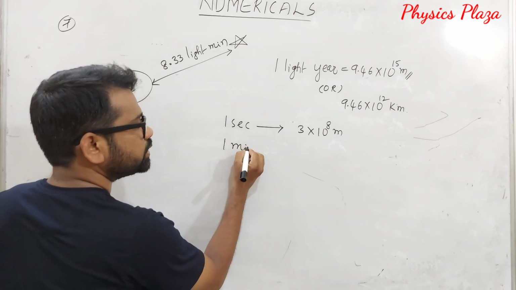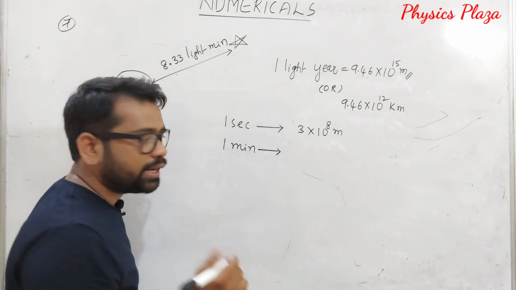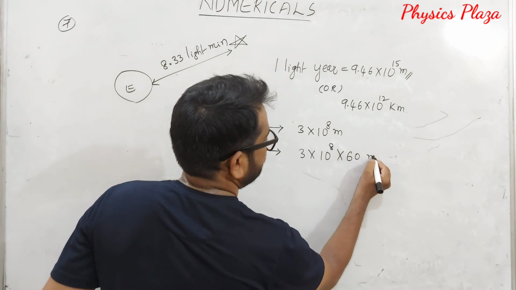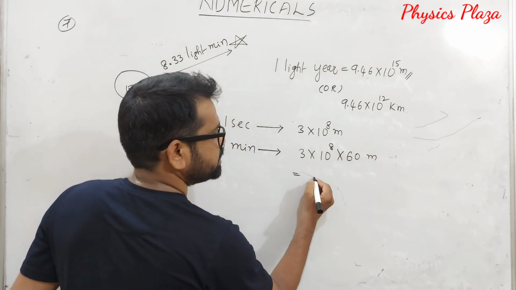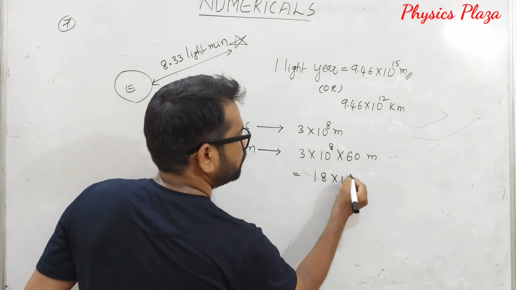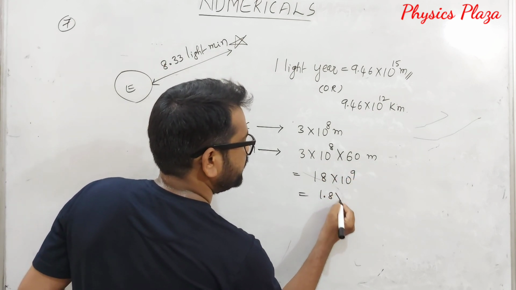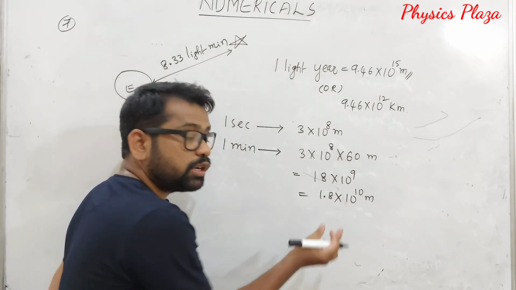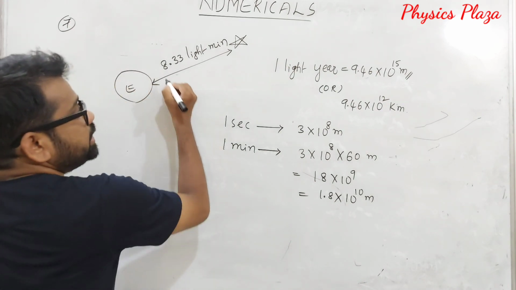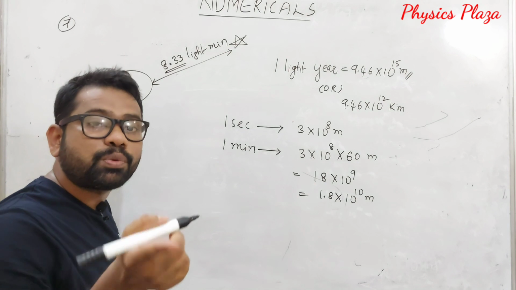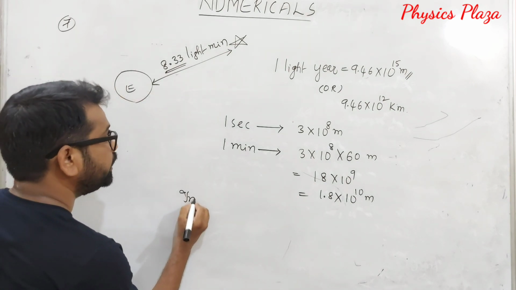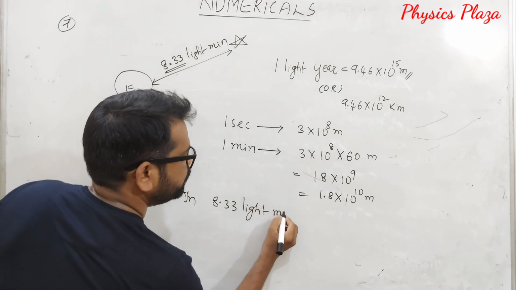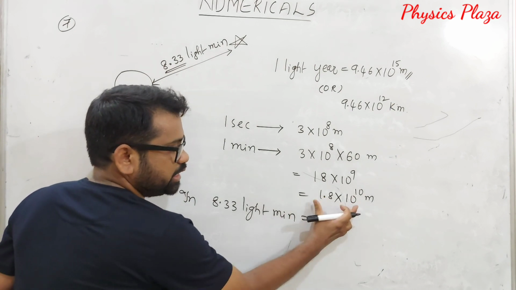Whereas in 1 minute, what is the distance traveled by light? It is 3 into 10 power 8 into 60 meters. So this can be written as 18 into 10 to the power of 9, or we can write it as 1.8 into 10 to the power of 10 meters. Children, this is the distance traveled by light in 1 minute, but they are saying 8.33 light minutes. So this is the light minute actual value.